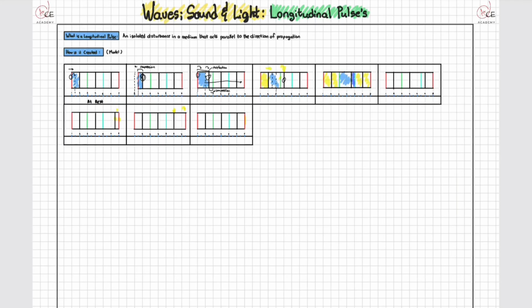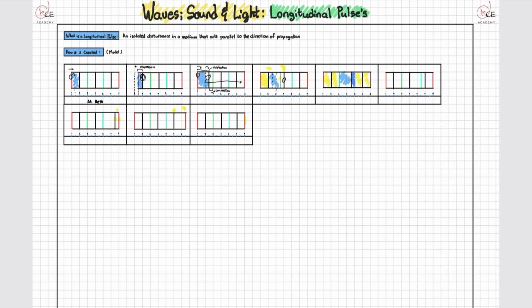So essentially, for a longitudinal pulse, it is going to transfer this energy through compressions and rarefactions, and as we can clearly see, the disturbance was applied in the same direction as the direction of the pulse, and hence it was applied parallel to the direction of the pulse.